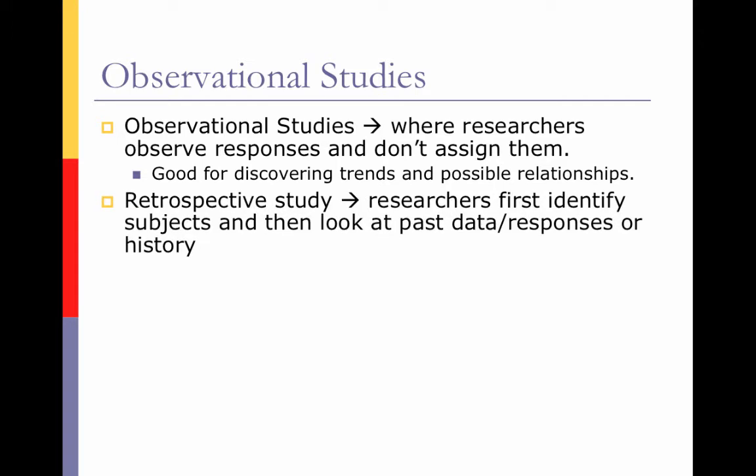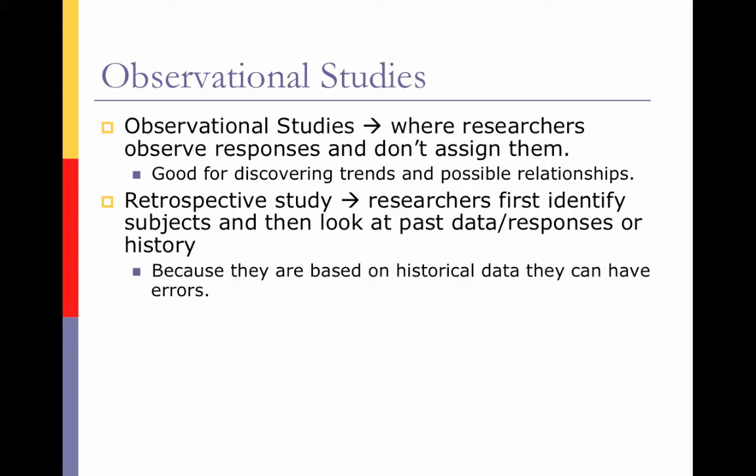The first is a retrospective study, where researchers first identify the subjects and then they look at past data or responses from history. So they're just looking at data that has already been collected. So they had no impact on collecting the data. They are just looking at what past data is telling them. Because they are based on historical data, they can often have errors because you don't get any say in how the data was collected. So if the data was not collected correctly, then there could be issues.